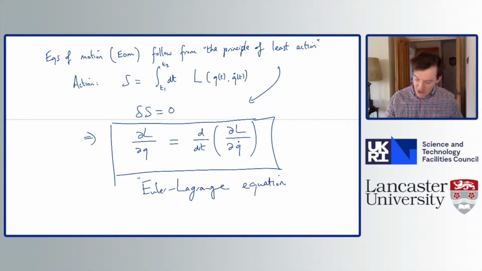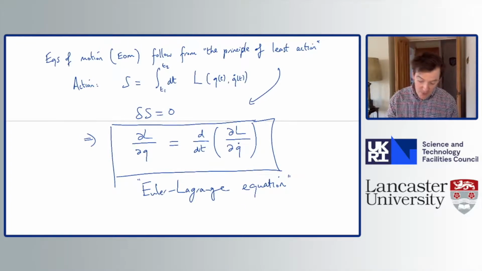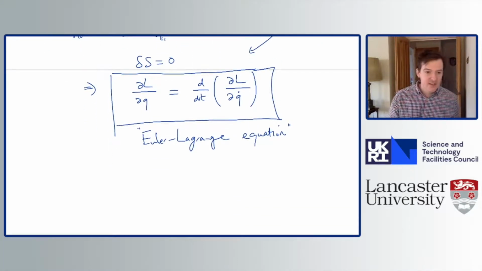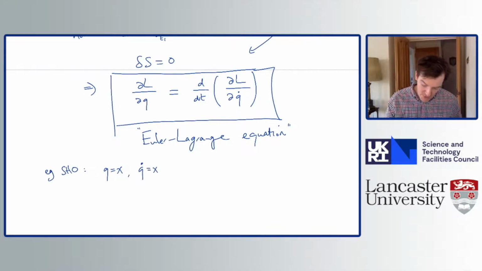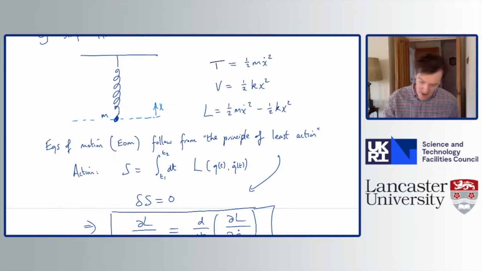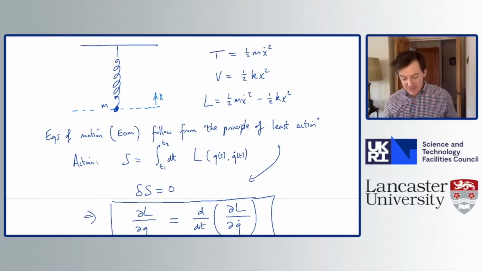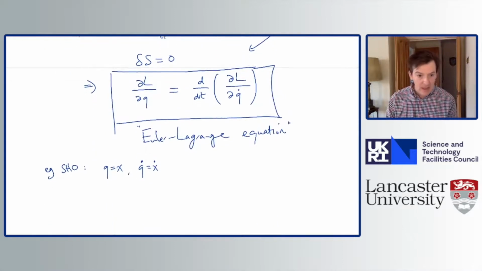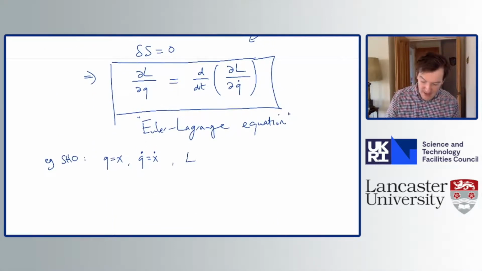The Euler-Lagrange equation, coupled with a form for the Lagrangian, allows us to work out the equations of motion. So let's look at our example for the simple harmonic oscillator. Let me remind you what the Lagrangian was. We used generalized coordinates where Q is x and Q dot is x dot. Here we labeled x as the displacement away from the equilibrium position. And we used that L was a half m x dot squared minus a half k x squared.